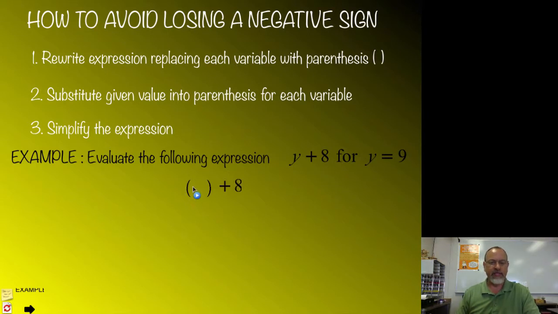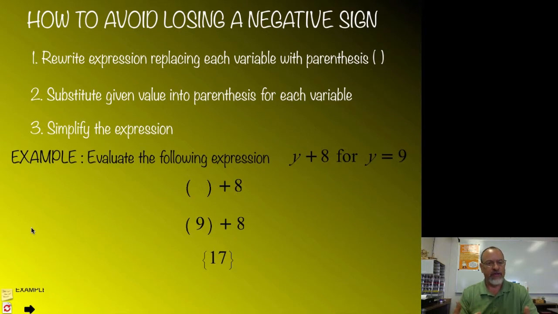So we rewrite this as y, parentheses, plus 8. Now we're going to go back and substitute in the number 9 for every parentheses that represents the y. So we're going to put a 9 in for each parentheses, which gives us 9 plus 8. Now we're going to do our PEMDAS. We're going to go through and simplify. 9 plus 8 is 17, and again our answer is in those braces.